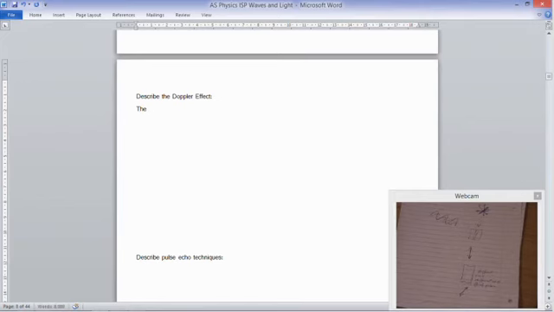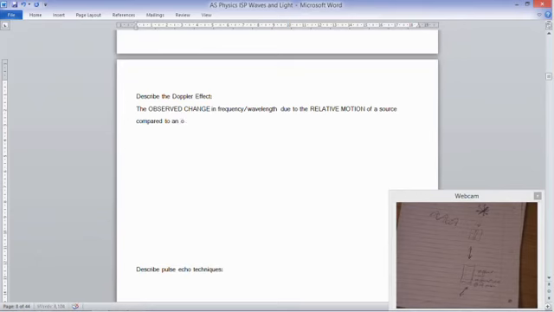The observed change in frequency or wavelength due to the relative motion of a source compared to an observer.